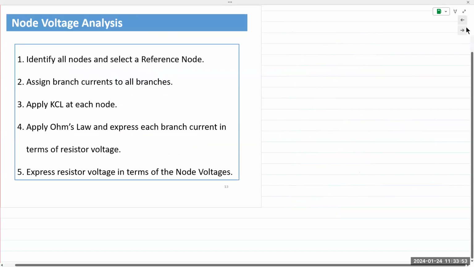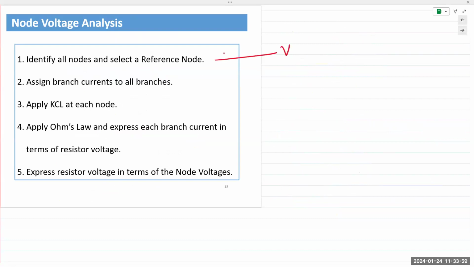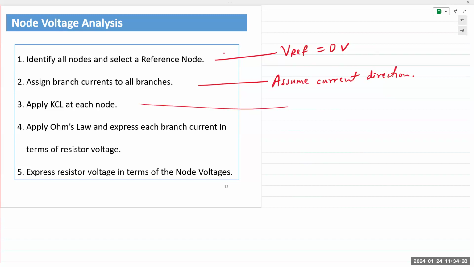All right, so let's recap. First step, identify all the nodes, choose a reference node. The reference node is always 0 volts. Assign branch currents to branches, meaning the resistor currents. You assume the direction based on logic. Even if you choose an opposite direction, it does not really matter, as we will see in the next example. You apply KCL at every node, using the direction of the currents that we just assumed.